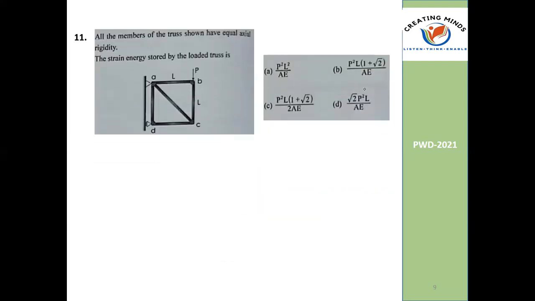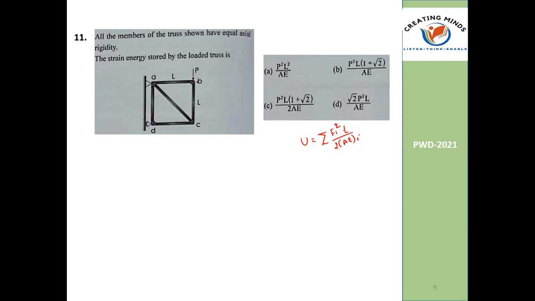Now, all the members of the truss have an equal axial rigidity AE. What is the strain energy stored in the truss? What is the equation of strain energy for a truss? Sigma of Fi square L by, AE or 2AE? It is 2AE. Now, just observe the members.